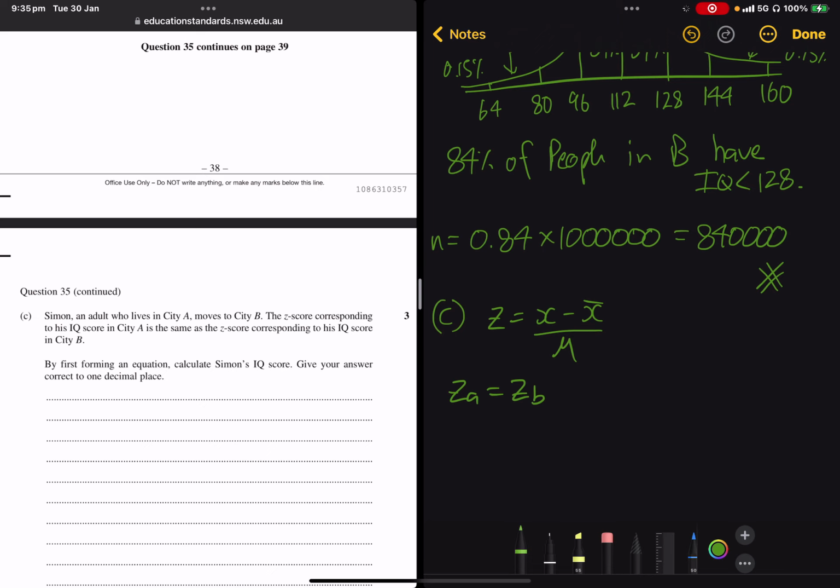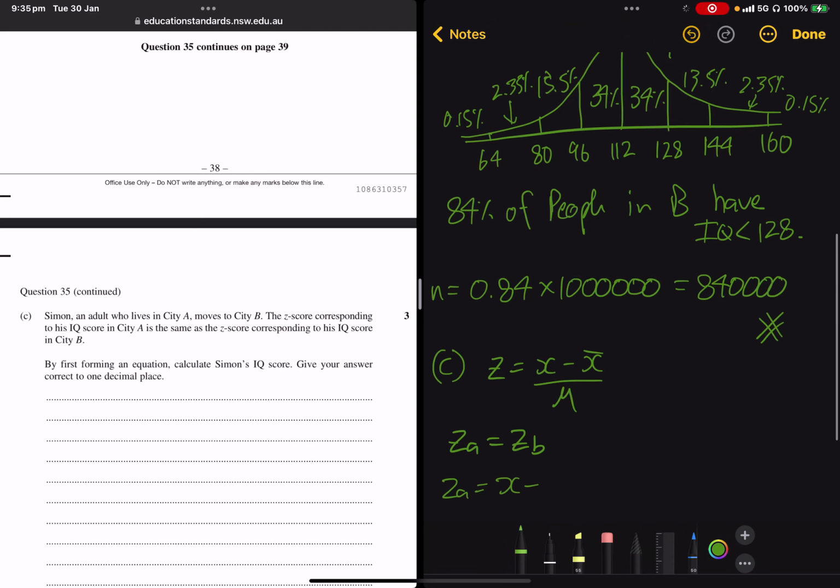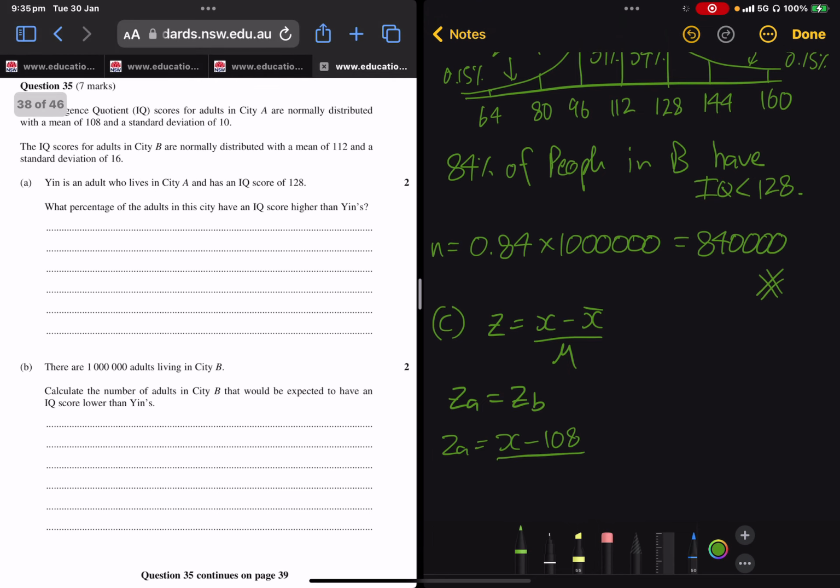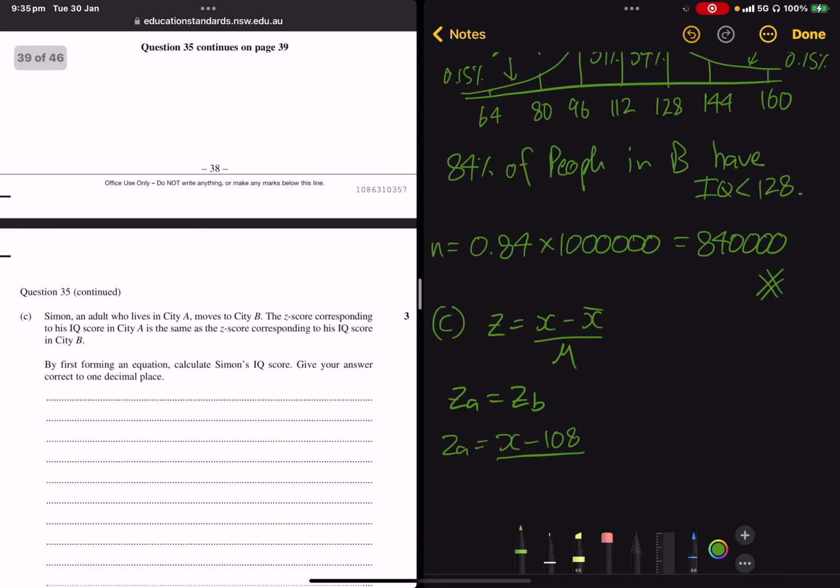We do know the mean from City A, the mean from City B, the standard deviation from City A, and the standard deviation from City B. So the z-score for A is equal to his IQ minus the mean from A, which we were told was 108, divided by the standard deviation from A, and we were told the standard deviation for A is 10.